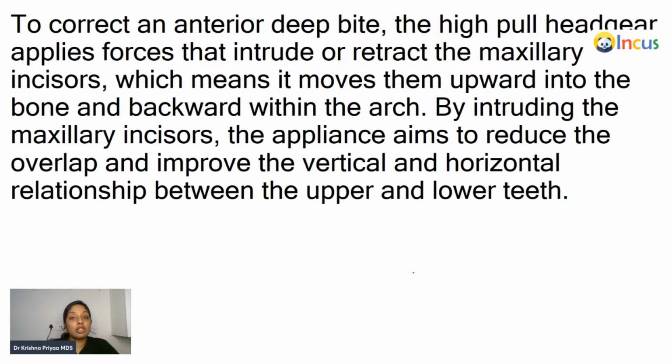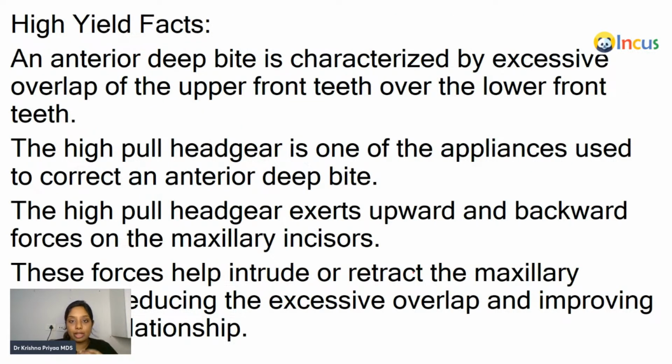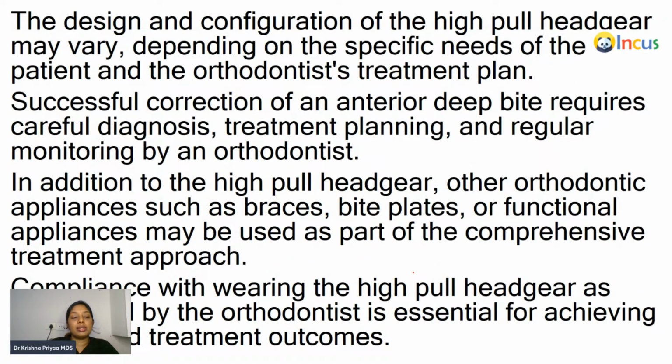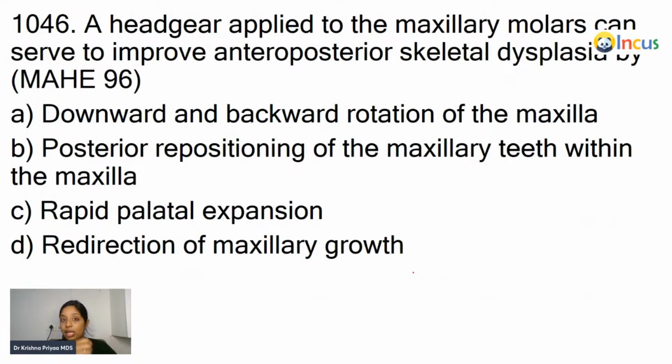High pull headgear is used for correction of anterior deep bite because it intrudes and retracts the maxillary incisors, which means that it moves them upward in the bone and then backward within the arch. It is all based on the resultant force with respect to the center of resistance of the maxilla. So always remember, high pull headgear always gives an intrusion of the maxillary incisors, and also possibly retracts them. When we talk about a combination pull or cervical pull, we have to think about extrusion. Basically, imagine the central incisor with high pull, and the central incisor with cervical headgear.